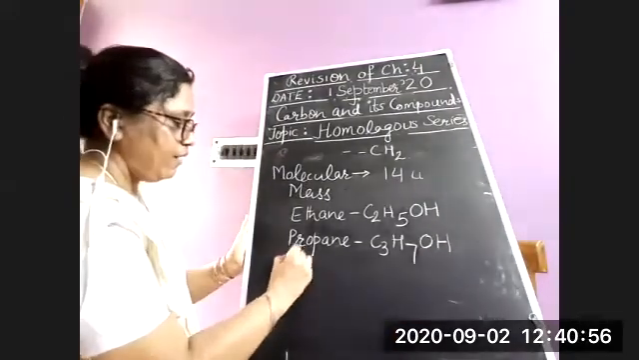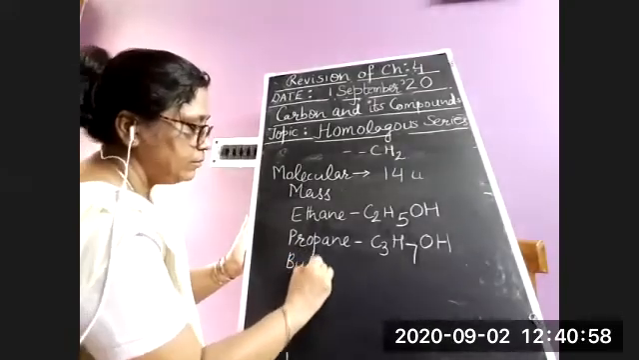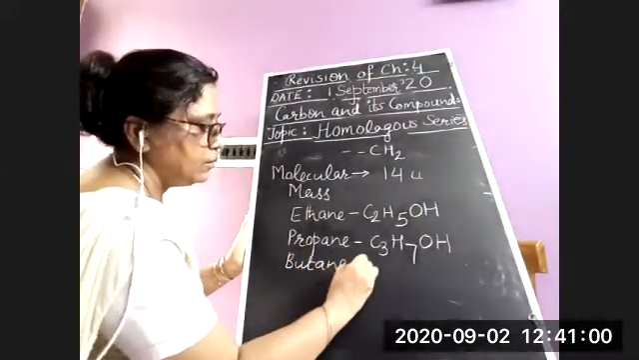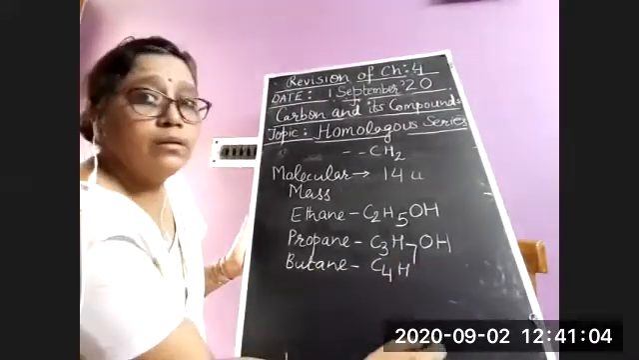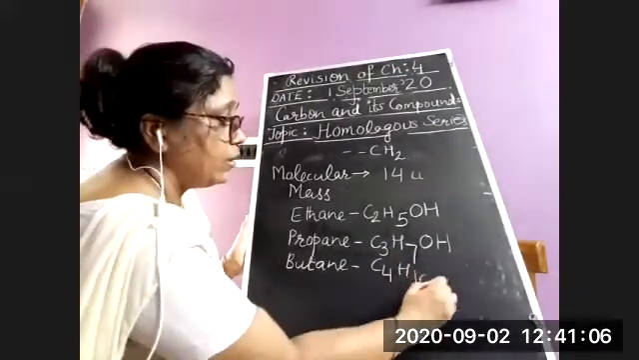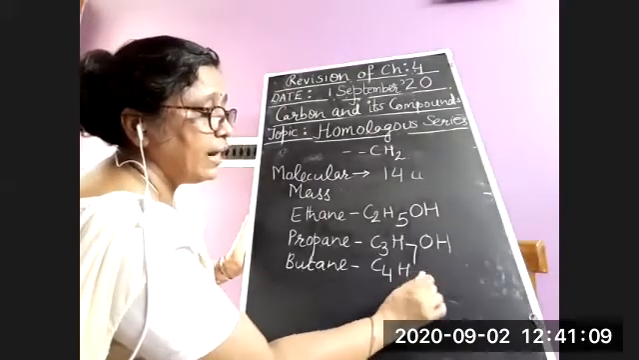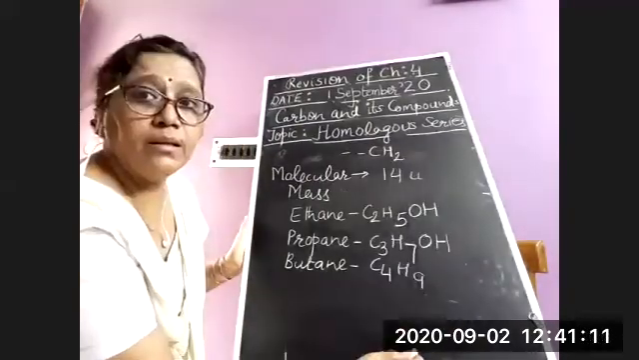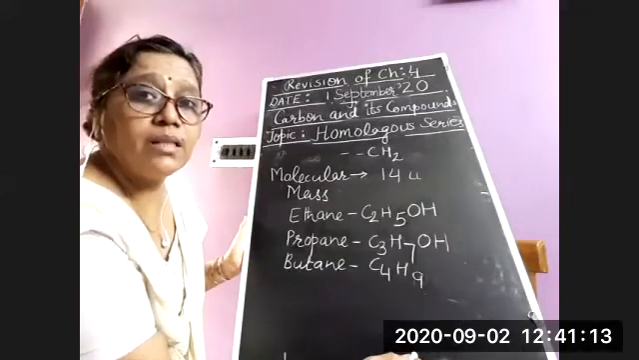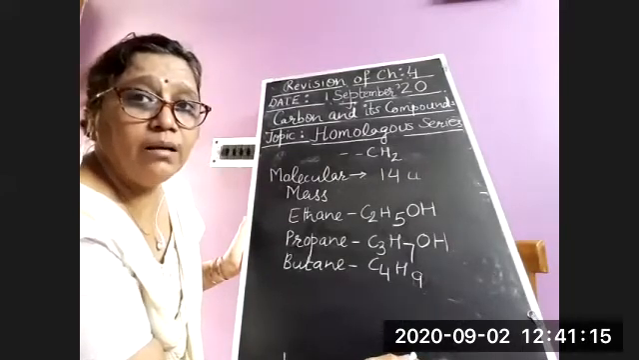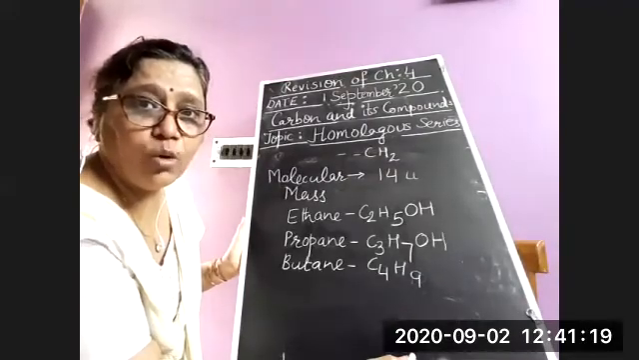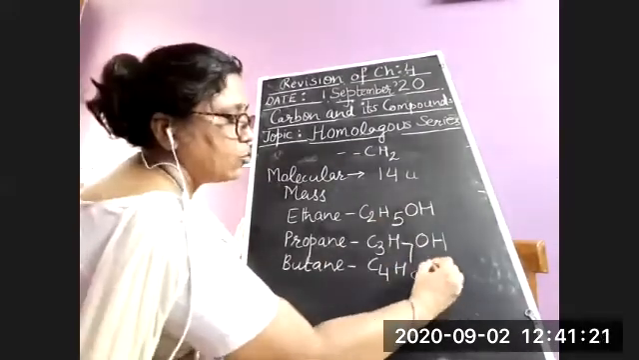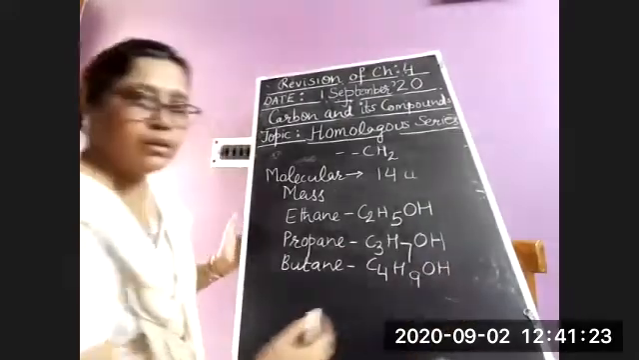Now, if I have butane, C4H10. If I replace one hydrogen atom, it will be C4H9, and ahead OH. So we will attach the functional group, we are attaching alcohol in all of them, OH. Is it clear?